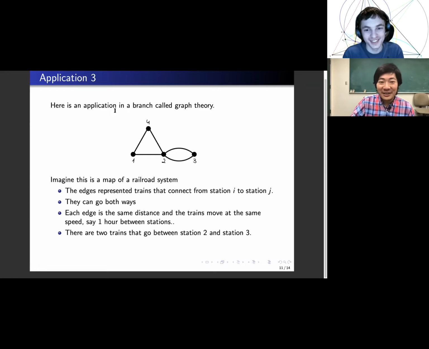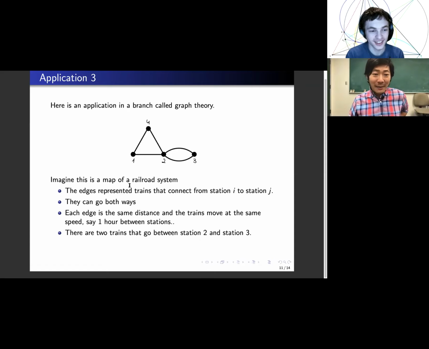Well, anyways, this is a problem that popped up in that movie, Good Will Hunting, and it's supposed to be some unsolved problem, I think, but it's not an unsolved problem. It's actually pretty easy. Imagine you have a map of a railroad system. Each of these edges is a certain train that connects these two stations. In this one, they can go both ways. And let's say that between two stations, it just takes 1 hour, like all of them. So they're all uniformly distanced.